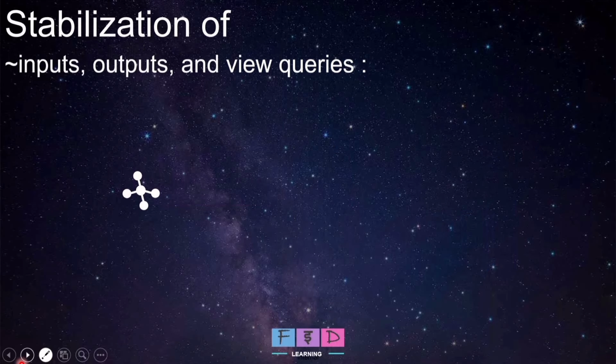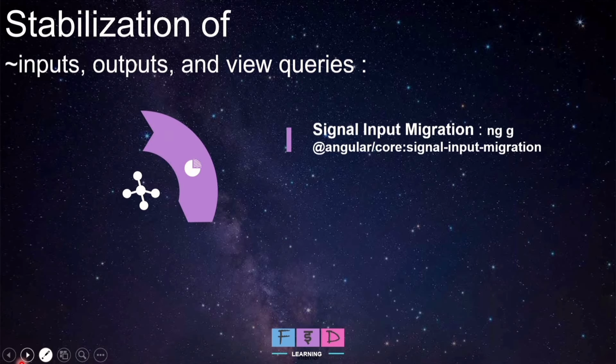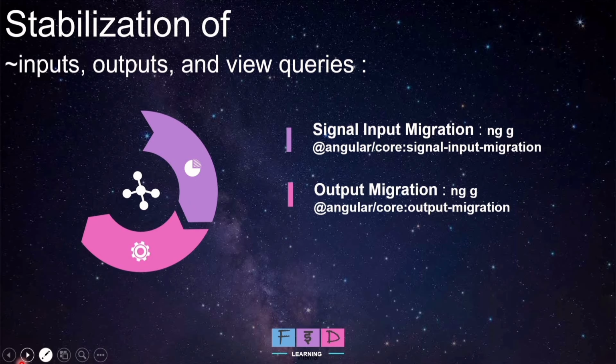Now, the next feature is stabilization of inputs, outputs, and view queries. Under this, let's discuss the new automatic refactoring tools introduced in Angular version 19. There are three separate tools, and we can choose to run them on our code. The first tool is Signal Input Migration. It converts inputs using the decorator API to the new signal-based inputs with the command ng generate @angular/core:signal-input-migration.